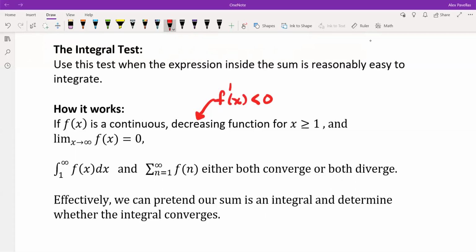So if f of x has all of these properties, it's continuous, it's decreasing on the interval 1 to infinity, and it approaches 0, then the integral from 1 to infinity of f of x and the sum as n goes from 1 to infinity of f of n either both converge or both diverge. So you can basically pretend that the sum is an integral and then determine whether the integral converges.